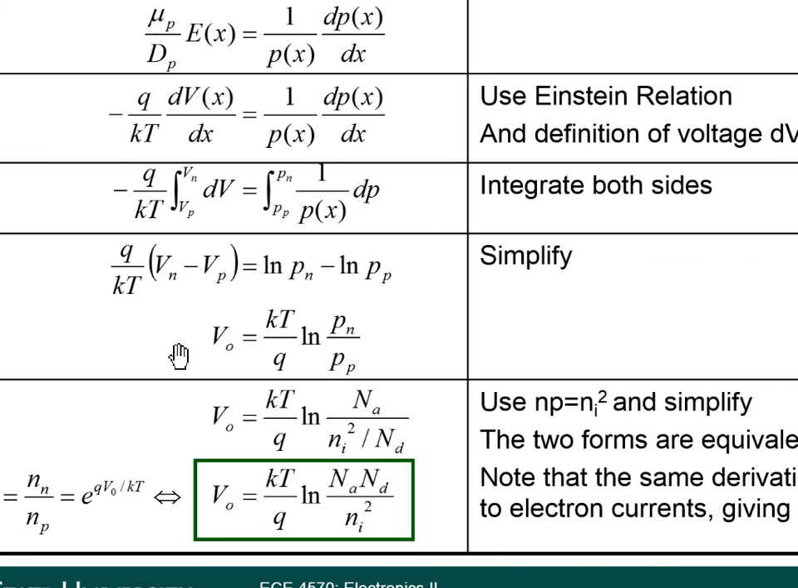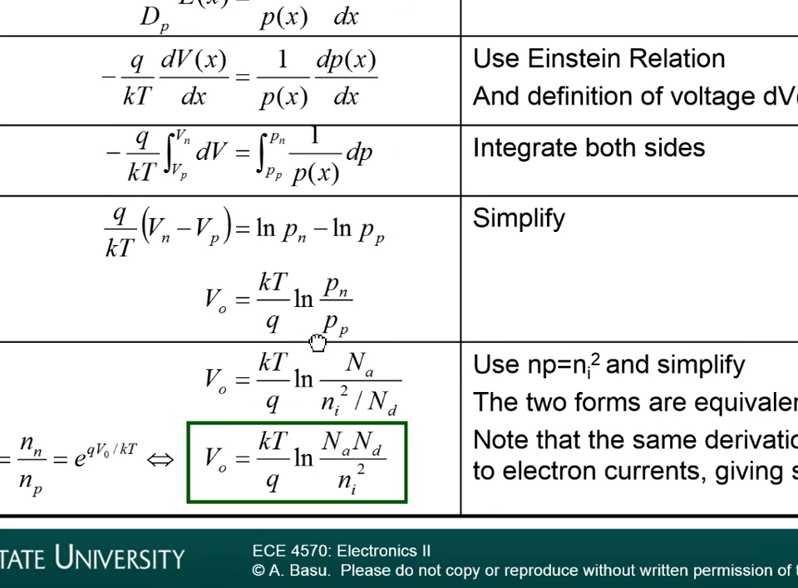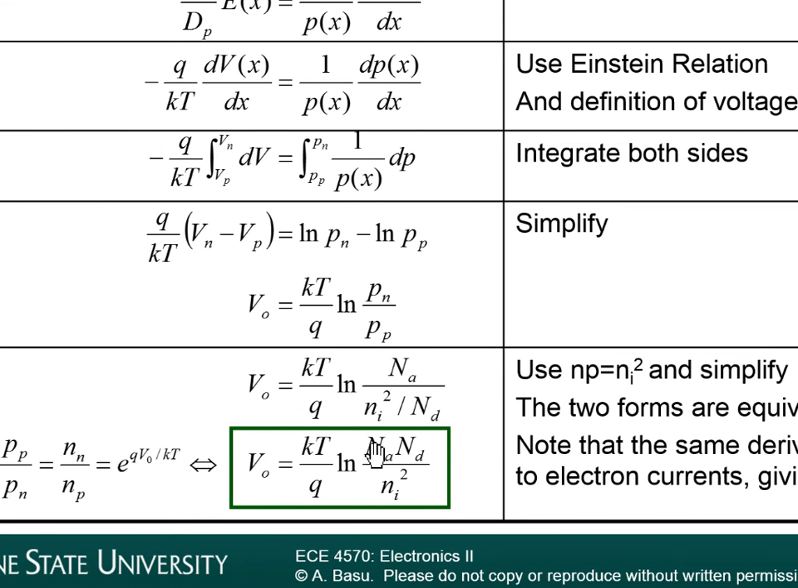So after we get this integral, we can simplify the two equations. You get two logarithmic functions here, and you get just a linear function here. When you simplify, you get this relationship here. V0 is equal to KT over Q, ln of Pn divided by Pp. P sub n is the hole concentration on the N side. P sub P is the hole concentration on the P side of the junction.